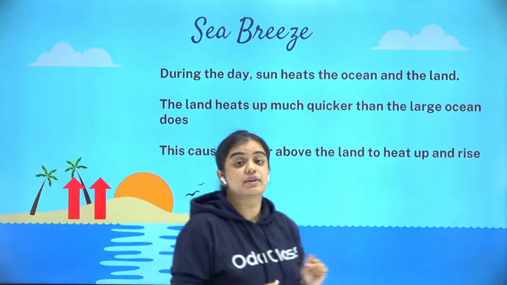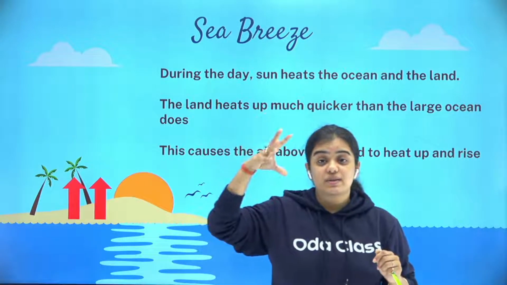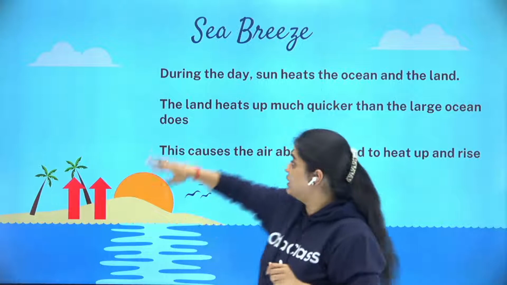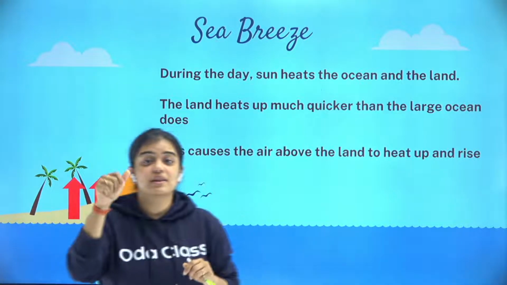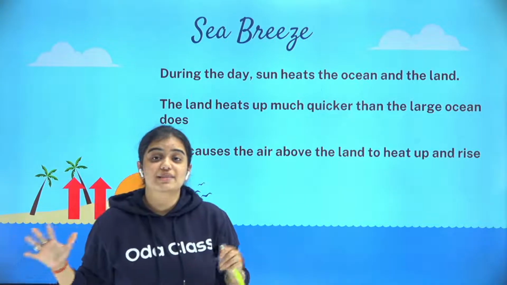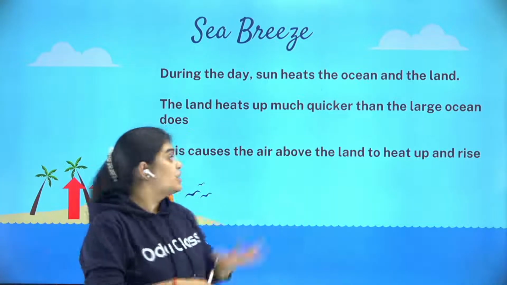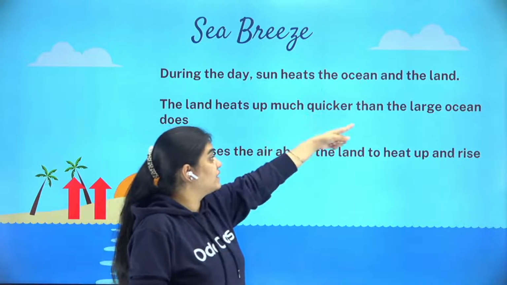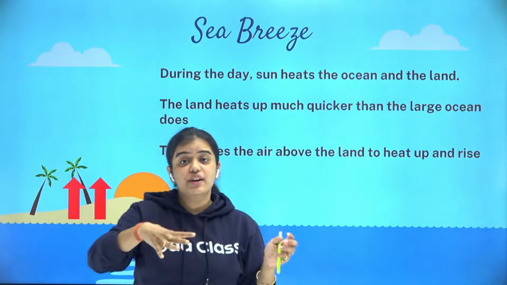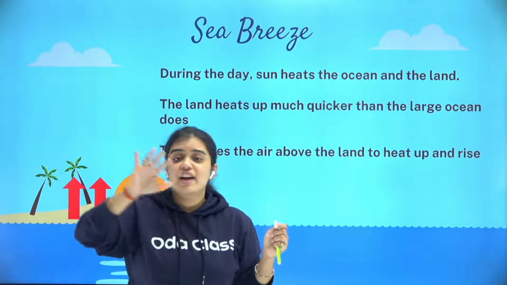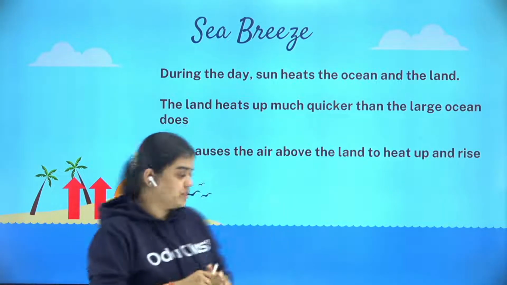Why in the daytime, kids? Because when sunlight shines, your land heats up much faster as compared to your water. As compared to your big water bodies, your land heats up much quicker than the large ocean does. Now the land is already hot because the sunlight is getting there and water is at a normal temperature.